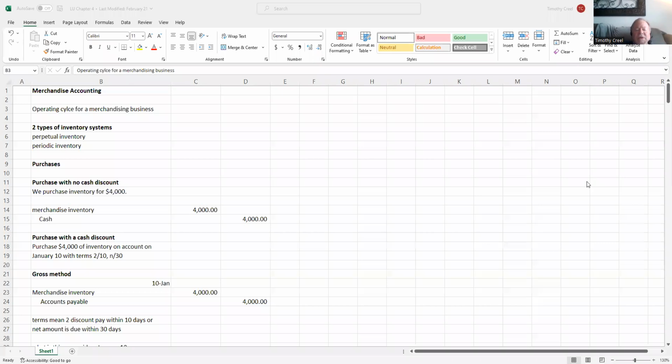Okay. So merchandise accounting basically describes the accounting done by a retail or merchandising type business like Walmart, Target, Dillard's, Nordstrom's, any kind of business that buys products from others and then sells them at a higher price in their stores in order to generate profit. That's basically the way that they do business.